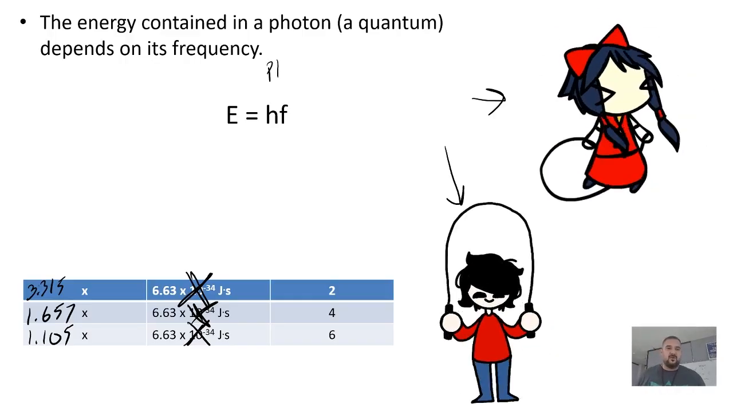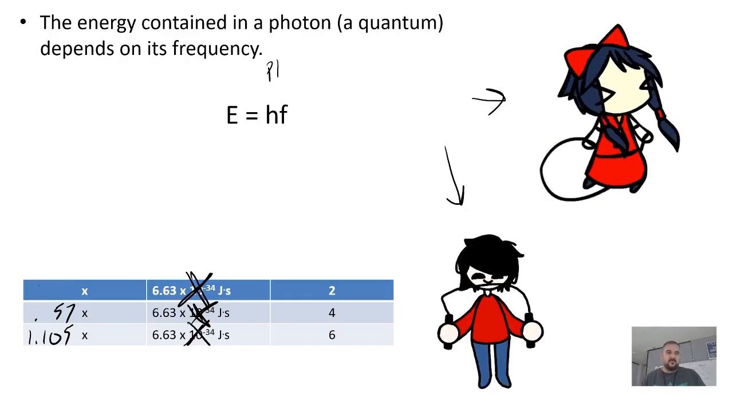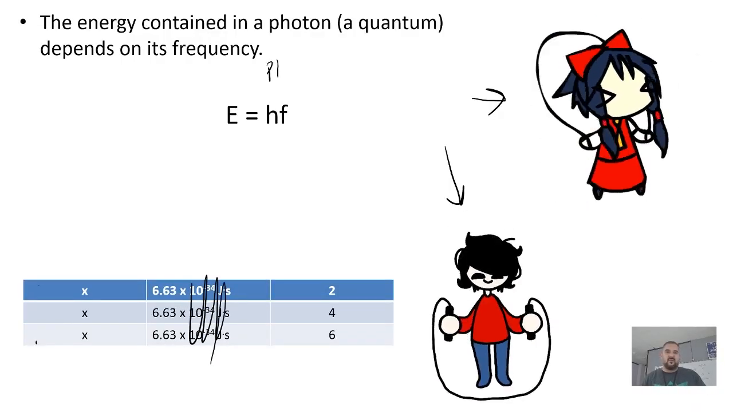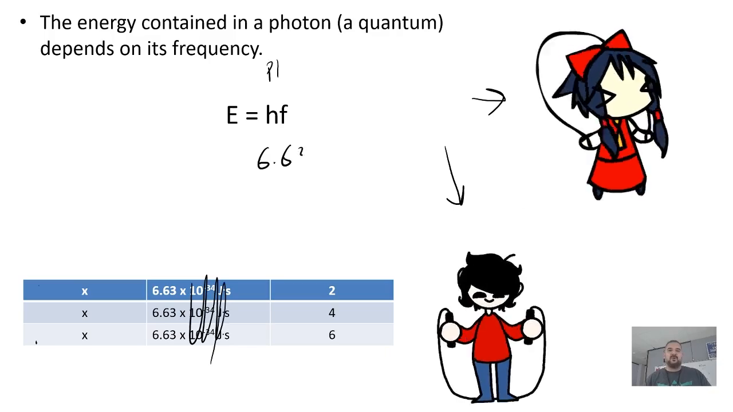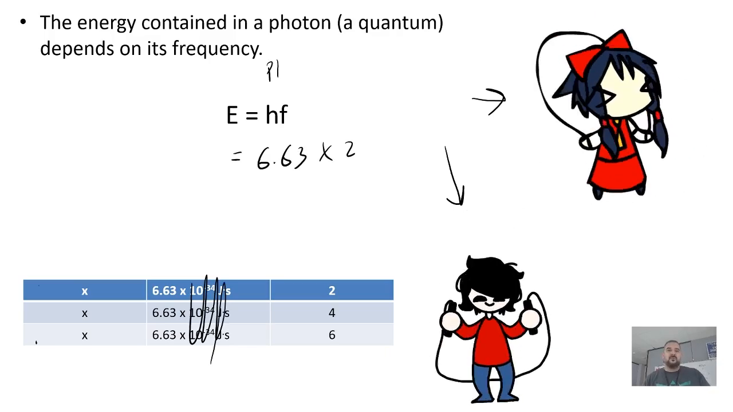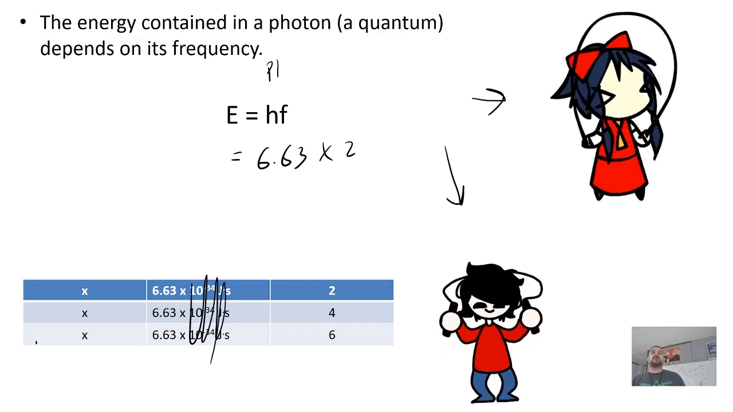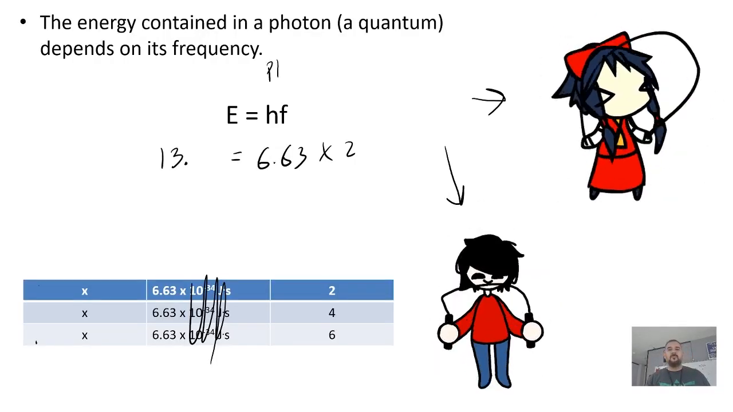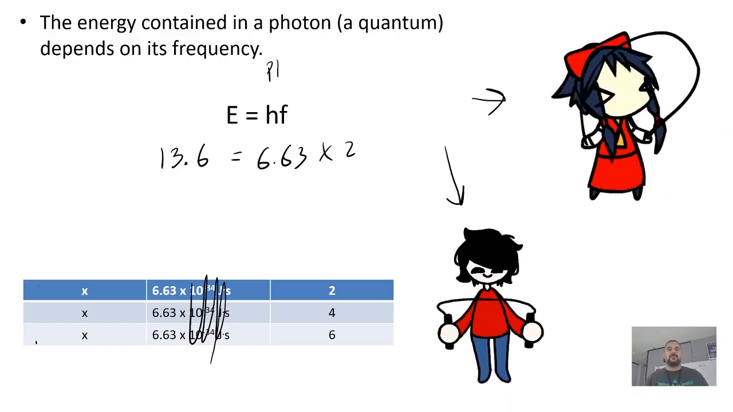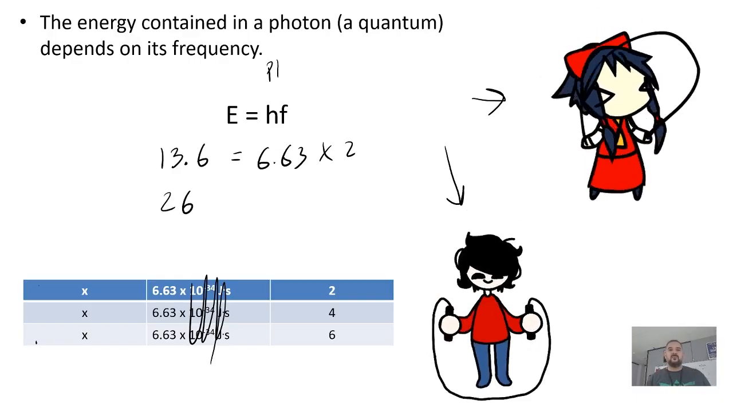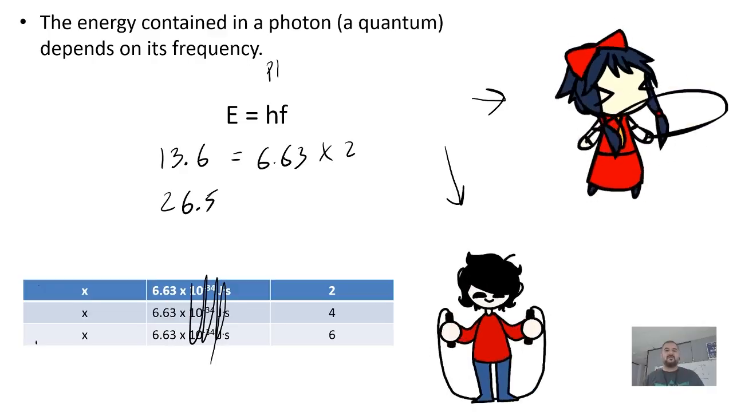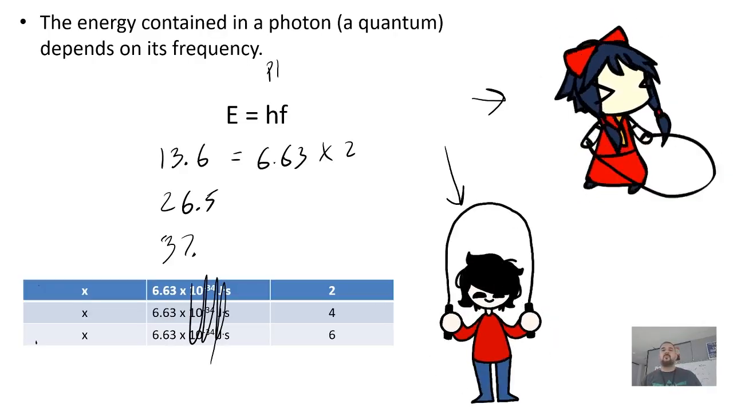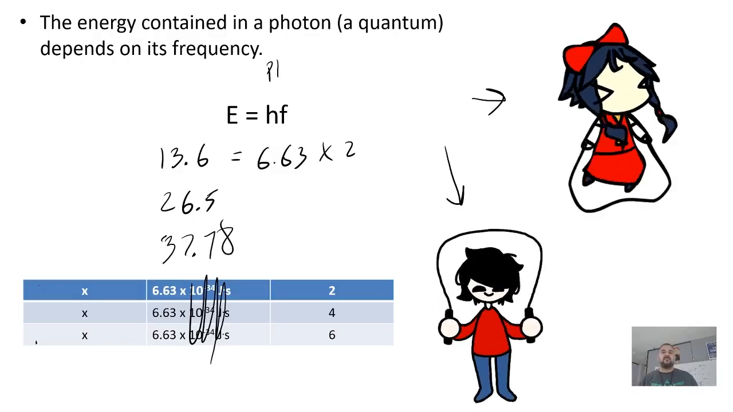All right, so here's what we should be doing. So we're still going to cross these out. You don't got to worry about these. But it's going to be 6.63 times 2, and that gives us our energy. So real quick, 6.63 times 2, what's that? 13.26. What about times 4? 26.5. And then what about the last one? 39.78.